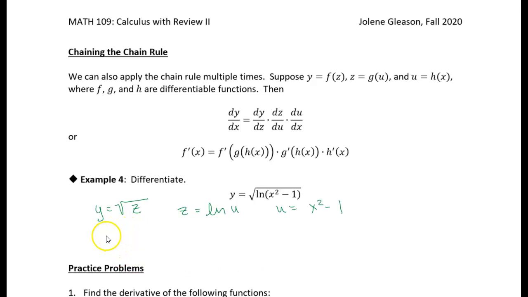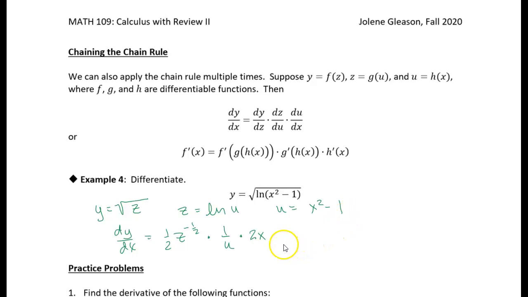So let's try to figure out what dy/dx is. So dy/dx, okay, we're going to take the derivative of the first outside function. So we get 1/2 z to the minus 1/2, okay? And then we're going to multiply times the first inside function, right? So the derivative of natural log is 1 over u. And then we need to multiply that times the next inside function, which is x squared minus 1. So we just need to multiply by 2x, which is the derivative of x squared minus 1.